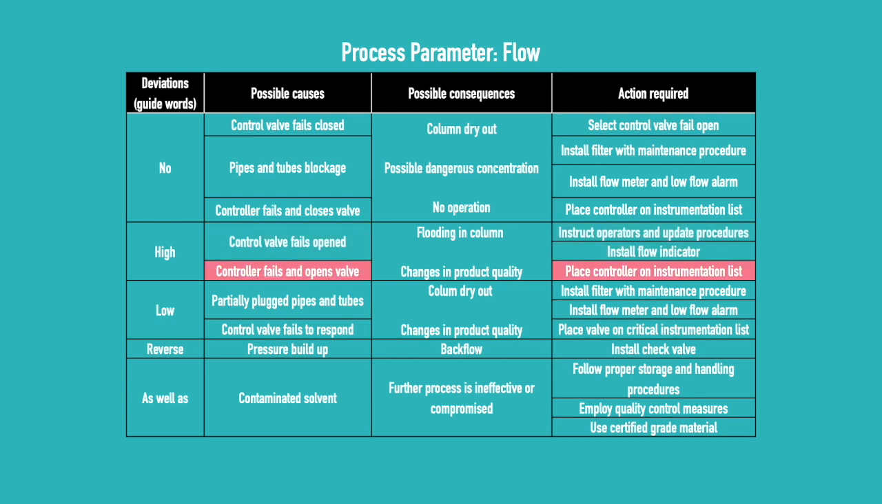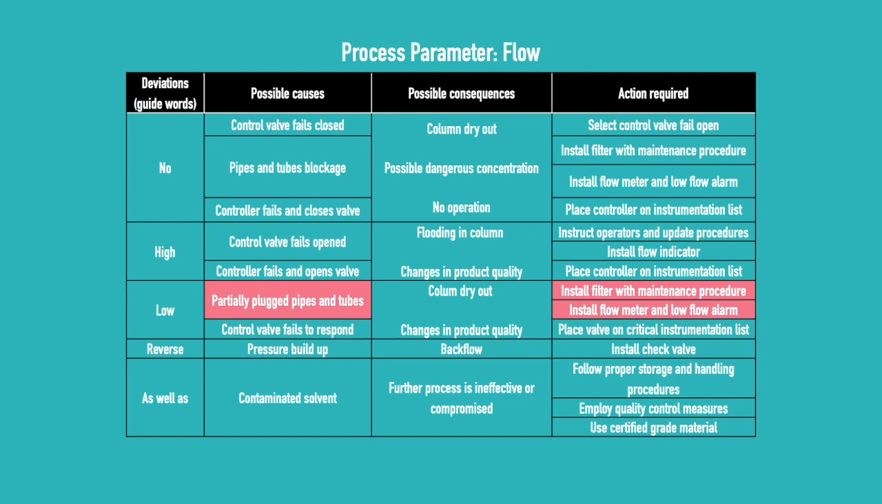High flow might also be caused by failure of the controller that closes the valve, which can be resolved by placing the controller on the instrumentation list. When there is low flow into the column, the consequences are similar to no flow, which are column dry out and changes in product quality.